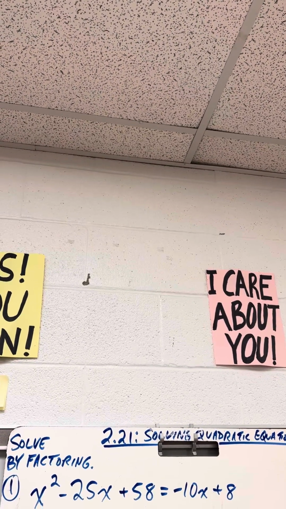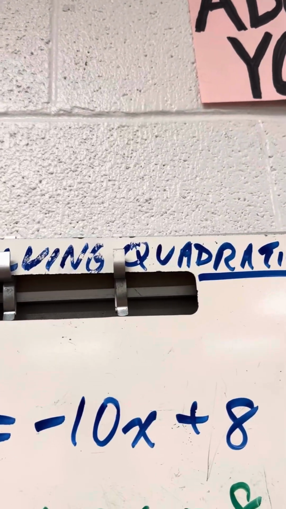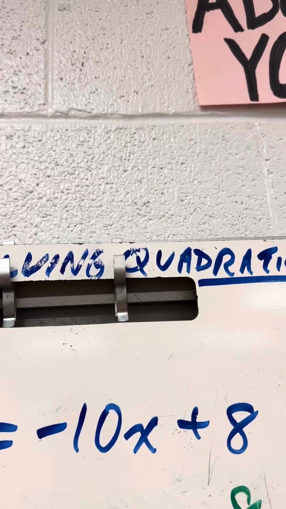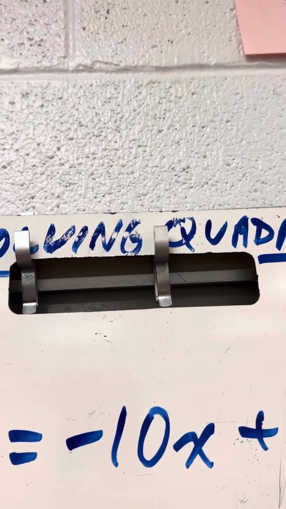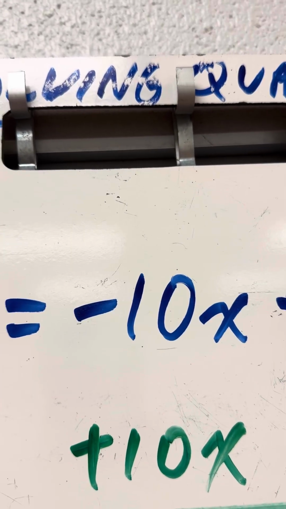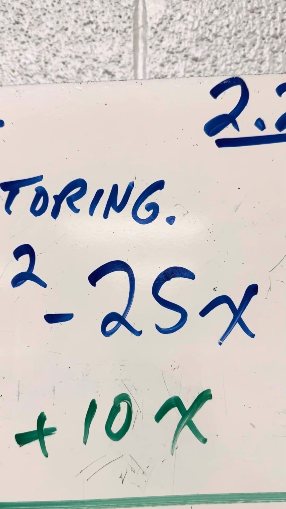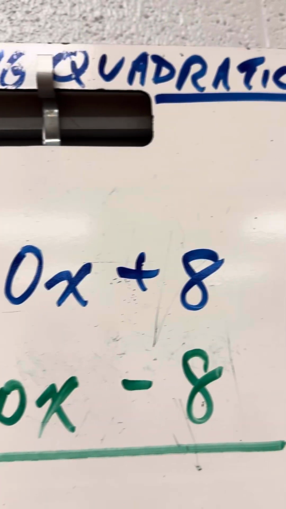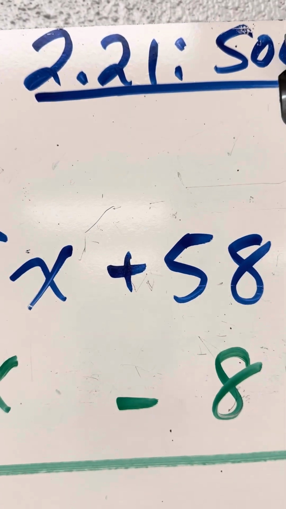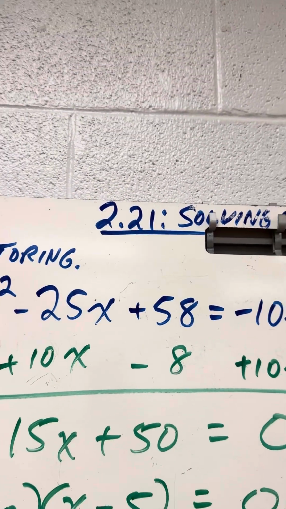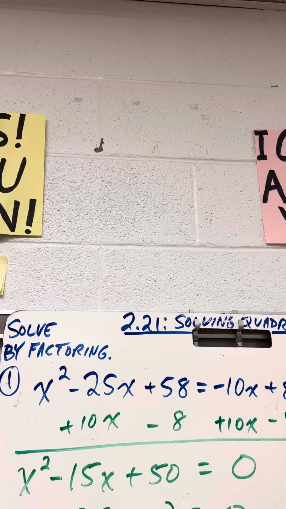To do these problems, you have to have the right side of the equation equal to 0. So we have to get rid of the negative 10x and the plus 8. To get rid of negative 10x, I'm going to plus 10x here. To get rid of plus 8, I'm going to minus 8 here. When I do that, I get x squared minus 15x plus 50 equals 0.